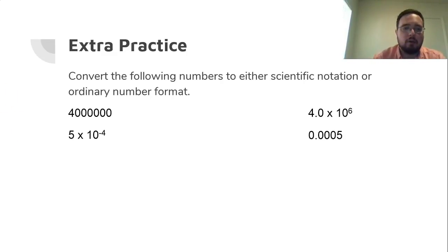But again, we know that the decimal is to the right of this. And since it's negative, I'm going from right to left now. So I go 1, 2, 3, 4, and that matches the 4 over here. So that's the correct number.